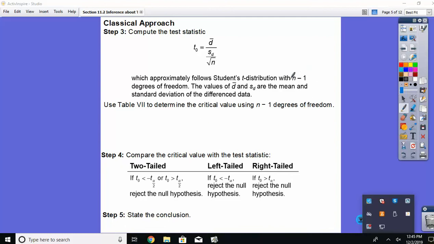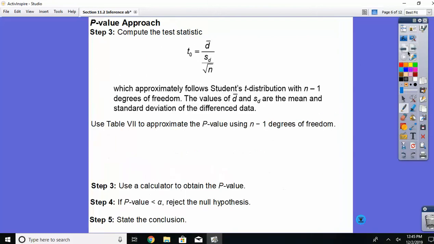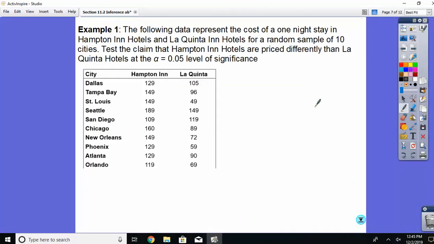Then for the classical approach, you have to use your degrees of freedom to look it up and then decide if you reject or not, just like we've done before. With the p-value approach, you're still finding your t and then using your p-value. A lot of times we are going to use our calculator to find our p-value. So the approaches are very similar to what we've done in the past. I want to take a look at a set of data, and we're going to run through all of the options for how to do this.